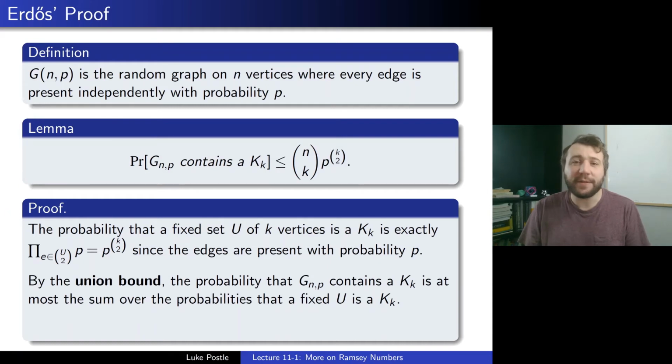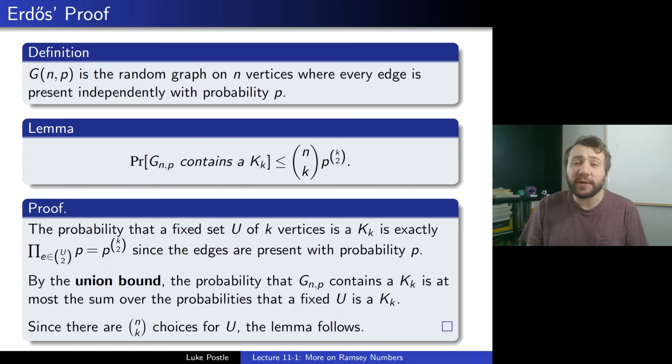And then the point is you can use something called the union bound, right? So if G(n,p) was going to contain a K_k, it'd have to be that some U of k vertices is the K_k. So we can upper bound that by summing over all the probabilities that a fixed U is a K_k. And then the question is simply how many choices there are for U. There are n choose k choices for a set of k vertices. And then the lemma follows.